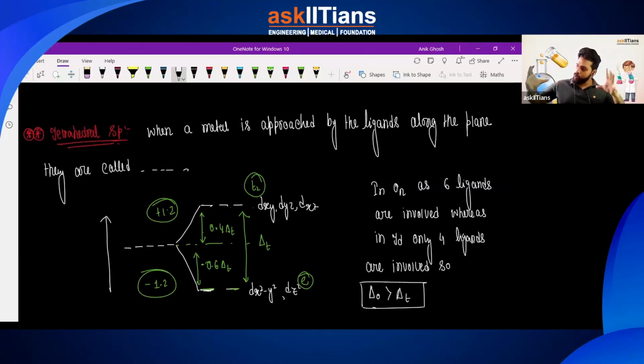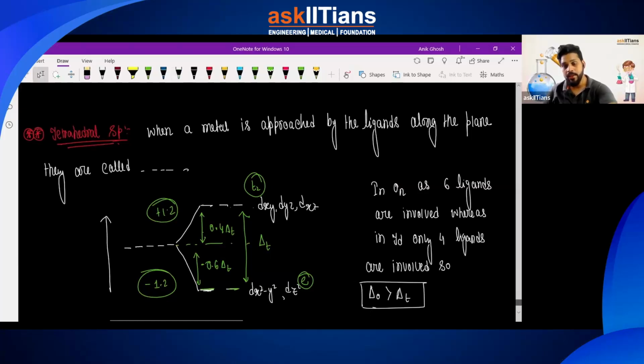If you have been approached by 6 ligands, then your donation is more, then your repulsion is more, then your separation is more. As a result, octahedral species are always more separated than tetrahedral species. So delta O is always more than delta T. How much more? By how much extent are they more, guys?